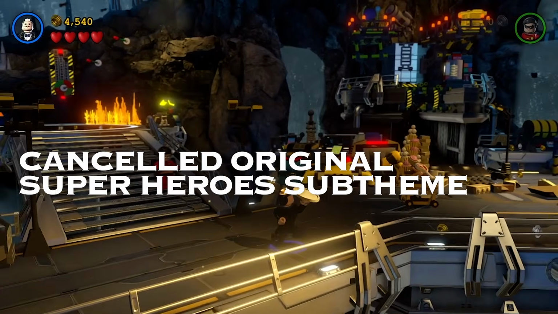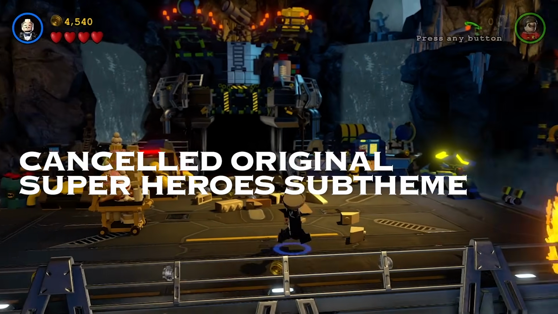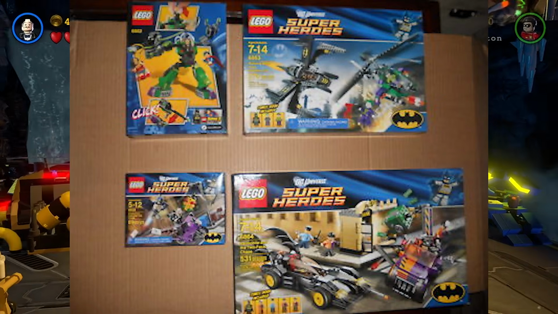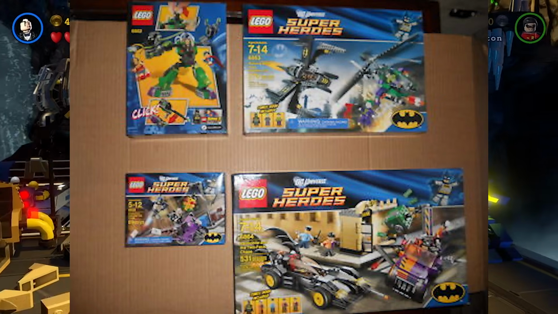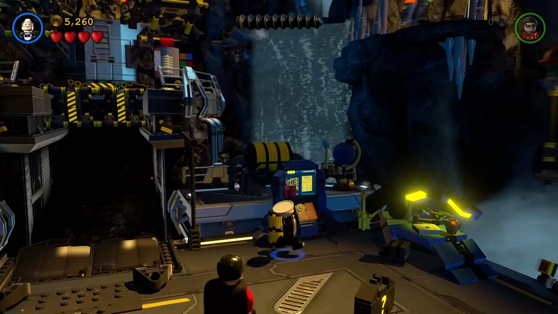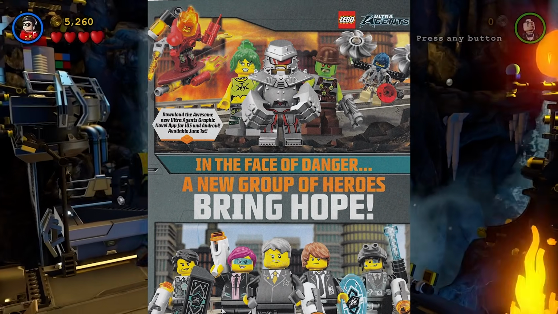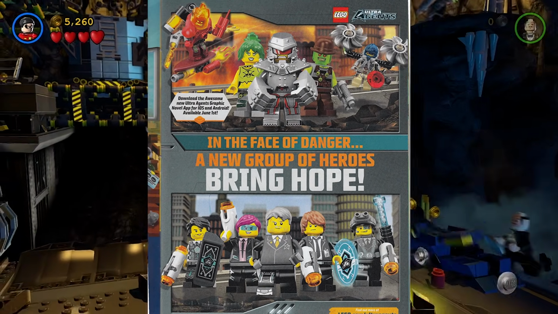Cancelled original superhero sub-theme. There's a theory that because the theme started out as superheroes and not just Marvel or DC, LEGO was planning on doing its own sub-theme of original superheroes. The villains featured in the LEGO Ultra Agents theme may have been a realization of this lost theme.